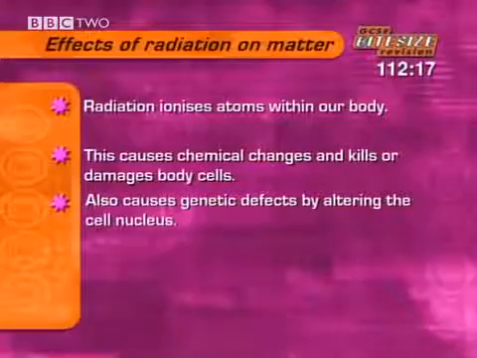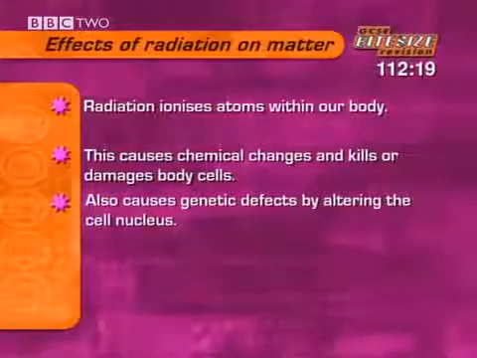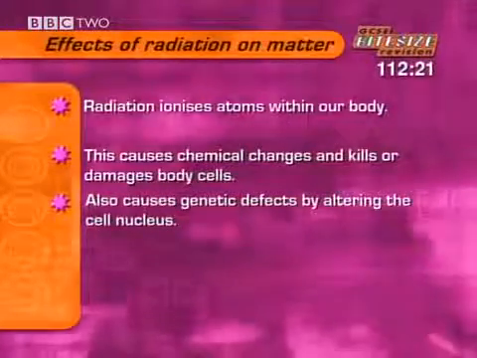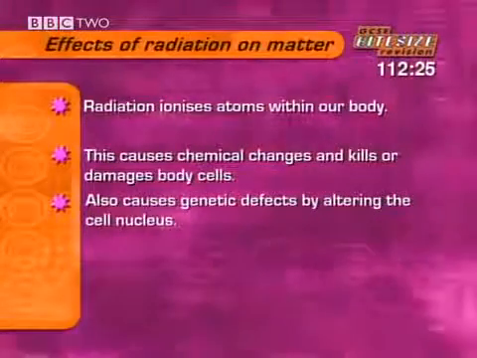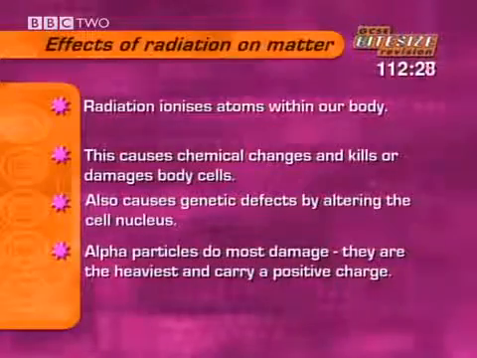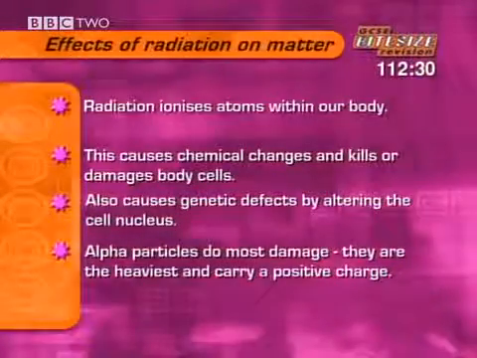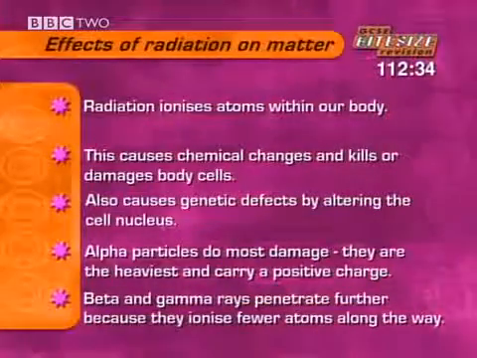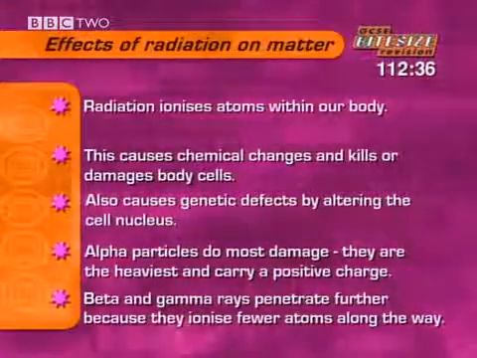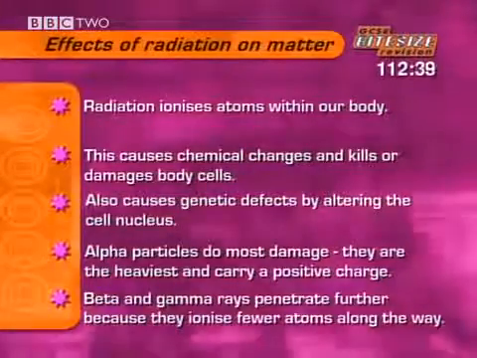This can also cause genetic defects, as radiation can alter the cell nucleus, changing the instructions for making new life, so children can be born with handicaps. Alpha particles do the most damage, as they are the heaviest and carry a positive charge. Beta and gamma rays penetrate further because they ionize fewer atoms along the way.